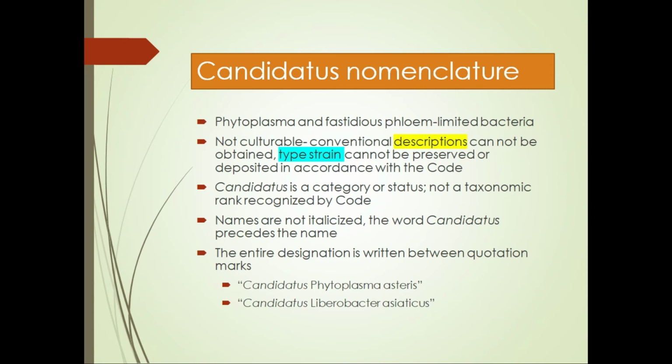Candidatus Phytoplasma asteris. So Phytoplasma asteris is actually the name of the organism, but it is not italicized. So the genus and species name is there, but they are not italicized. The word Candidatus is there before that name, and this word is italicized, and the whole designation is written between quotation marks. So that is the current status of naming organisms with Candidatus status.